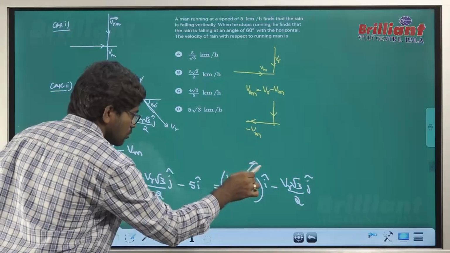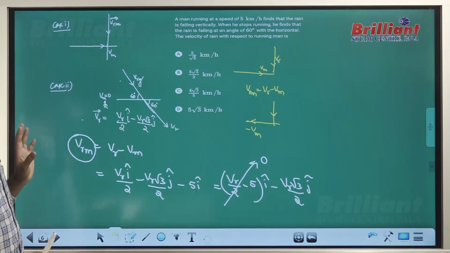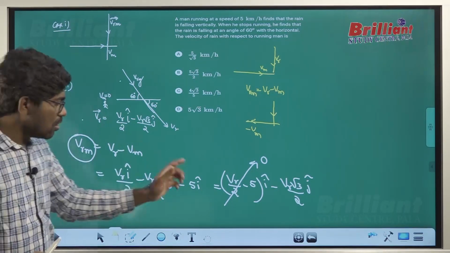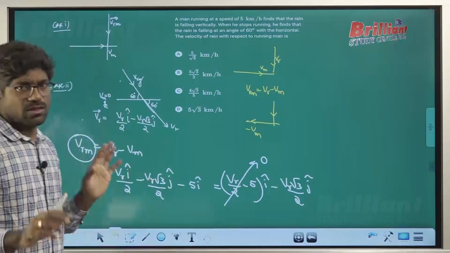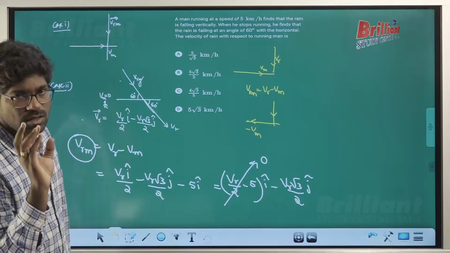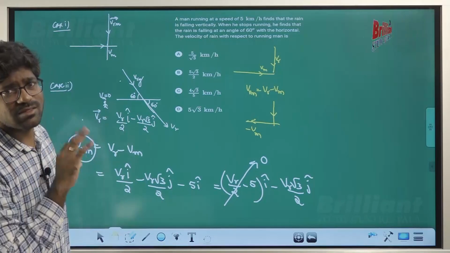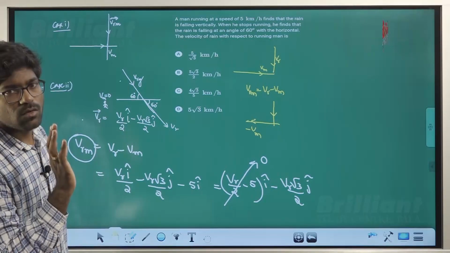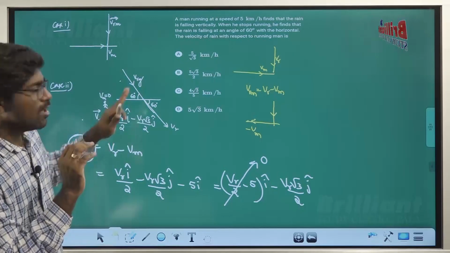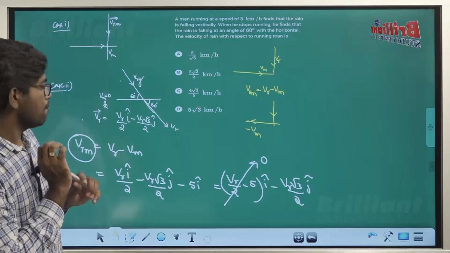This horizontal thing should become 0 because your velocity of rain with respect to man is completely vertical. It means your horizontal component should become 0. See, don't worry. It's a basic question only. Just write mathematically what is given and you will get the answer. You don't need to think much. The only thing you need to think is whether you have to take VRG in this manner or in this manner. The remaining is simply mathematical.